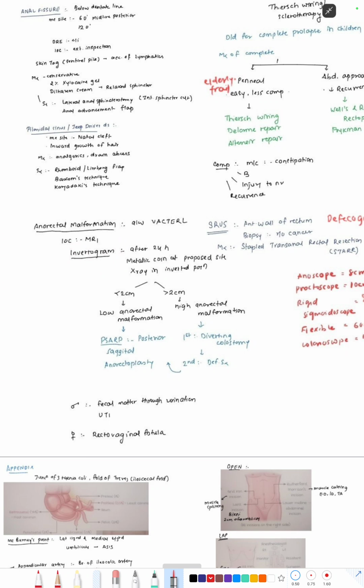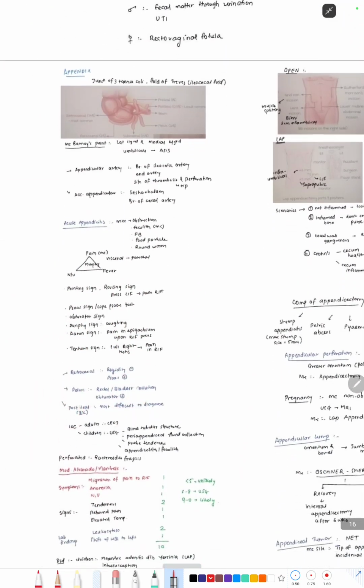For low anorectal malformation, it's the PSARP, that is posterior sagittal anorectoplasty. And for high anorectal malformation, the first is diverting colostomy, and the second is the definitive surgery, that is PSARP. In males, it is associated with fecal matter passing through urination, which will lead to recurrent UTI, and in females, it can lead to rectovaginal fistula.